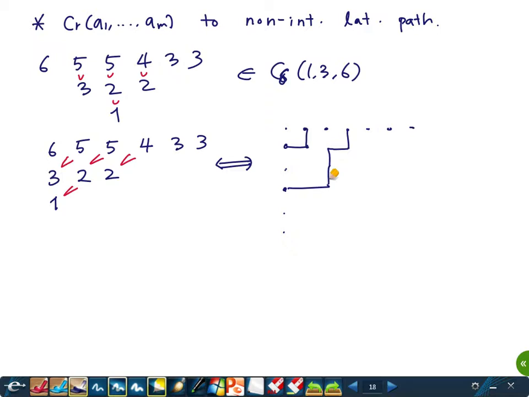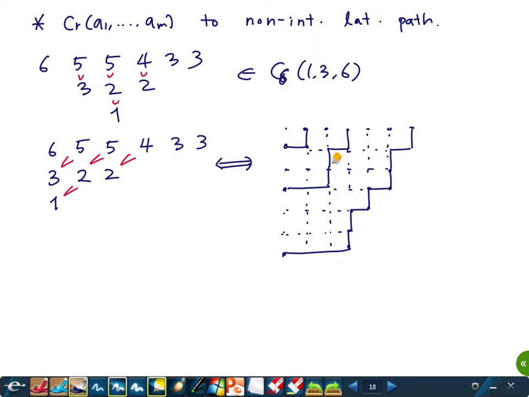3, 3, 2, 2. Okay. So this Young diagram, if you consider this grid, represents 3, 2, 2. And 6. So it's going to be 6, 5, 5, 4, 3, 3. If you look at the Young diagram, they are like this. Okay? So I just drew the Young diagram or lattice path corresponding to the Young diagram for each.